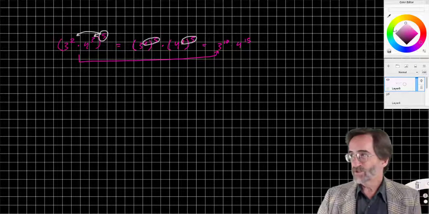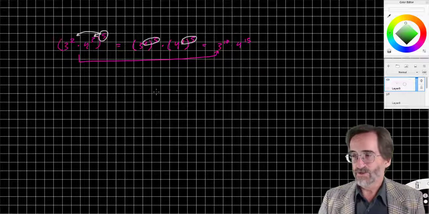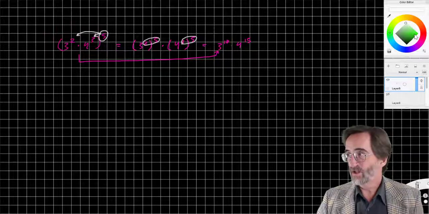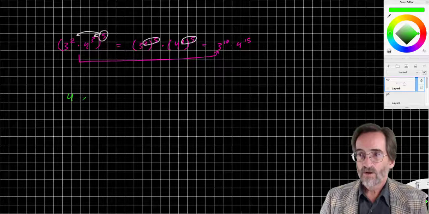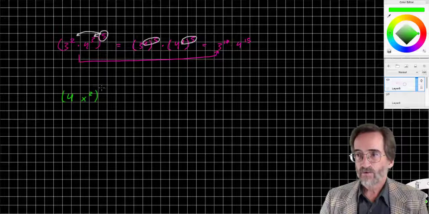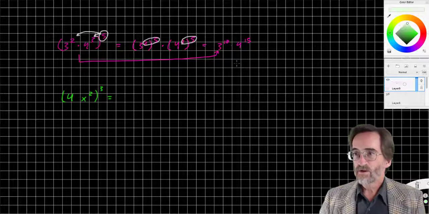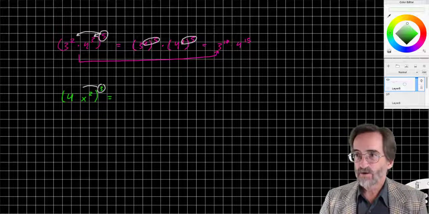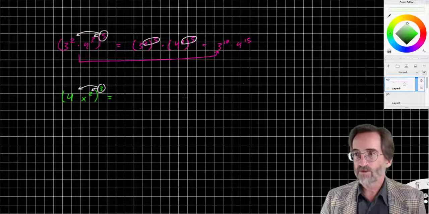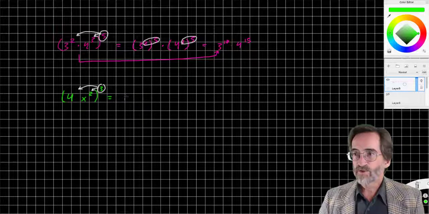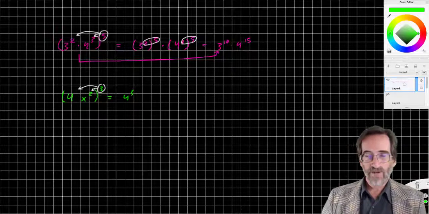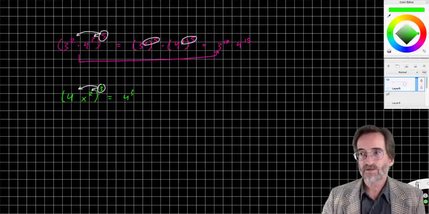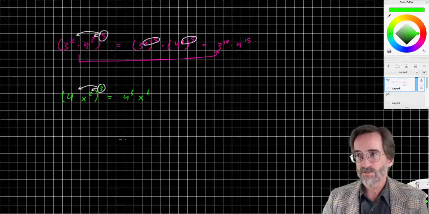Okay? Let's try one more, and then we'll call it good. And you can practice some more in the lesson. Let's say I've got 4x squared to the power of 3. Okay? The 3 goes to the 4 and to the x squared. And I'm going to do this in a single step. 4 to the 3rd power. X to the 2nd power to the 3rd power. That's a power of powers. X to the 2nd to the 3rd is x to the 2 times 3, or x to the 6th.